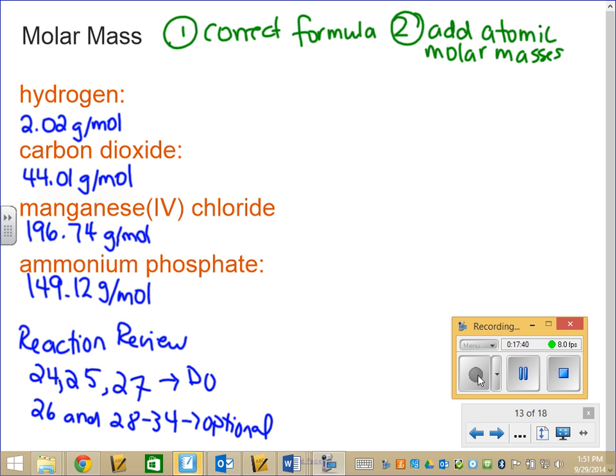So just so everyone can see, I wrote the answers for molar mass questions up here so that you can check. And I made a little list of questions you need to do and questions that would be optional on the handout you already have to help you finish reviewing reactions.